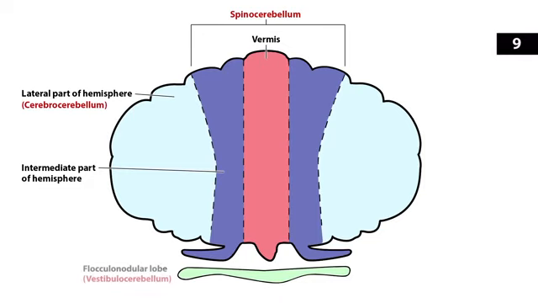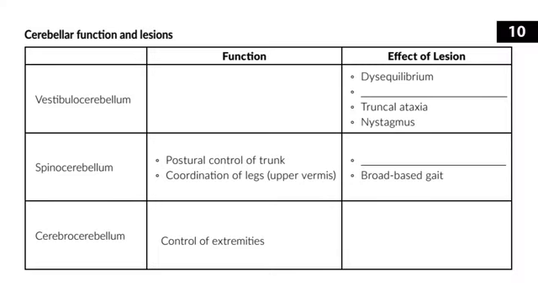And then the functional name of the flocculonodular lobe is the vestibulocerebellum because it receives input from the vestibular system, the semicircular canals, the vestibular nucleus, and so on. And let's say a word or two about what kind of deficits you would see with various cerebellar lesions. Since the vestibulocerebellum gets input from the vestibular system, you could probably guess that it's involved in balance and equilibrium. So a lesion of the vestibulocerebellum will cause disequilibrium and difficulty maintaining balance, and possibly some truncal ataxia.